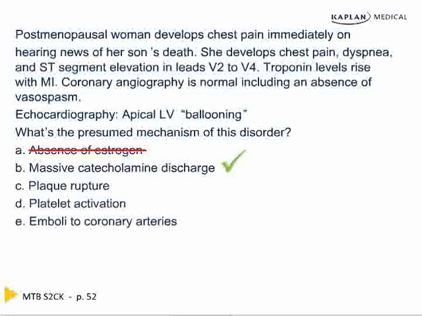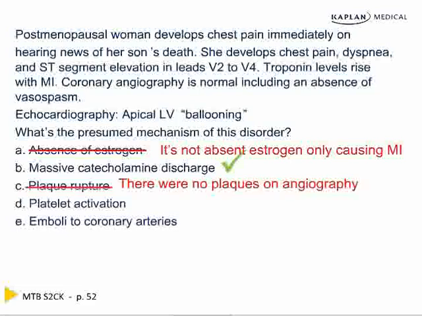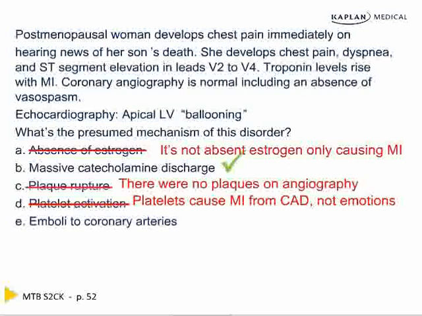Now, absence of estrogen will not cause sudden death such as this. And although plaque rupture can occur, there are no plaques. The coronaries are clean. Platelet activation happens from a rupture of plaques in MI, but not in this. Again, platelet activation is when there's coronary disease. Emboli is also a very atypical cause, but it can happen that you have emboli to the coronaries. But it would have been seen.